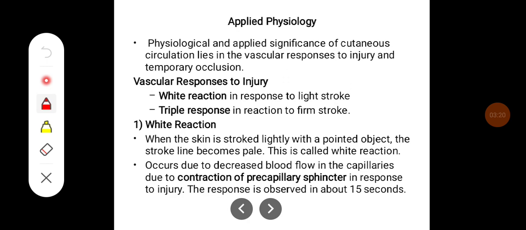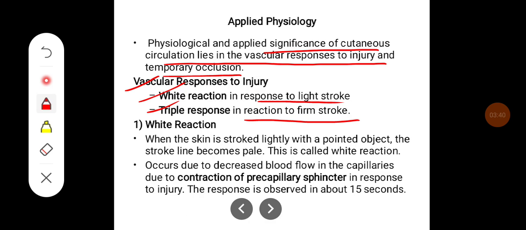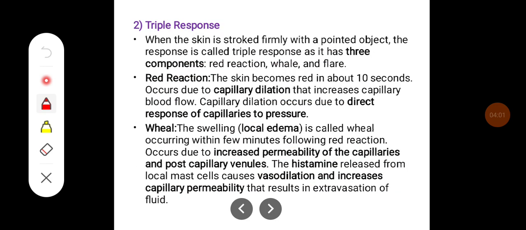Physiological and applied significance of cutaneous circulation lies in the vascular responses to injury and temporary occlusion. So vascular response to injury may lead to two types of reaction: white reaction and triple response. White reaction occurs in response to light stroke, and triple response occurs in reaction to a firm stroke. White reaction: when skin is stroked lightly with a pointed object, the stroke line becomes pale. This is called white reaction. This occurs due to the decreased blood flow in the capillaries due to the contraction of the precapillary sphincter in response to injury. The response is observed in about 15 seconds.